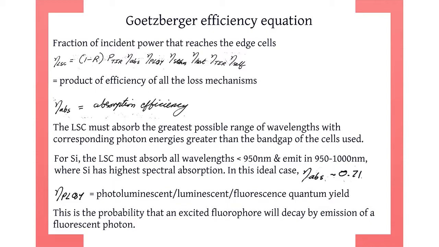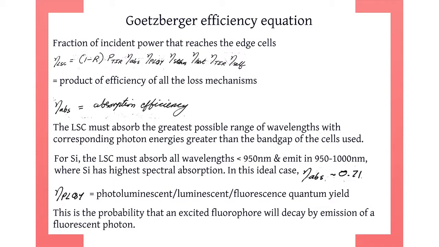If the energy is less than the band gap of silicon, there's no point of that molecule absorbing it. Exactly what happens. So about 950 nanometers. And you need to emit within this narrow range, or ideally in this narrow range where silicon has the highest spectral absorption. It's trying to be close to the band gap. So we can calculate this, turns out to be about 70% or so.